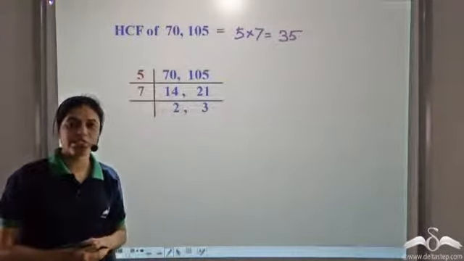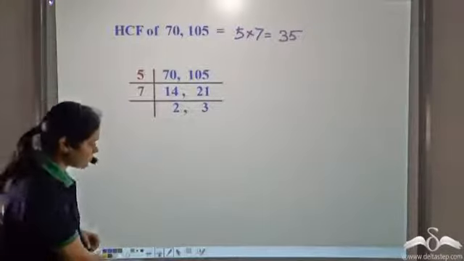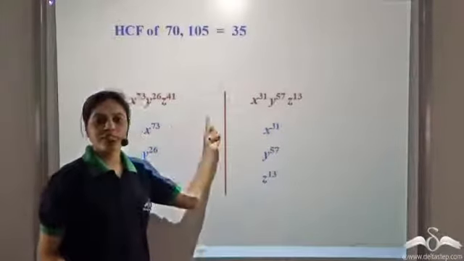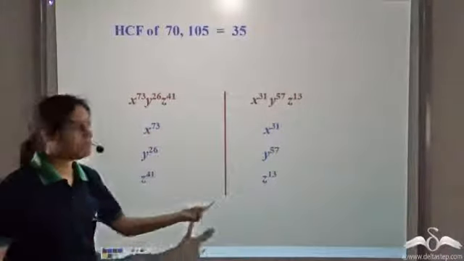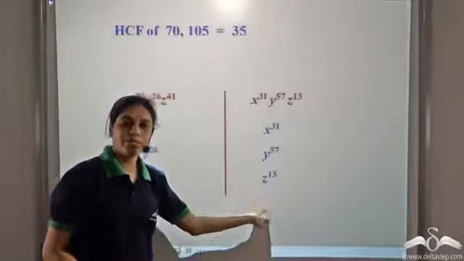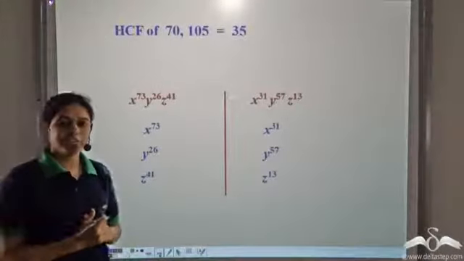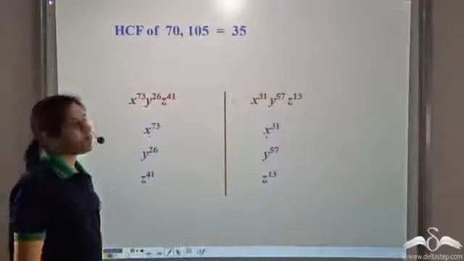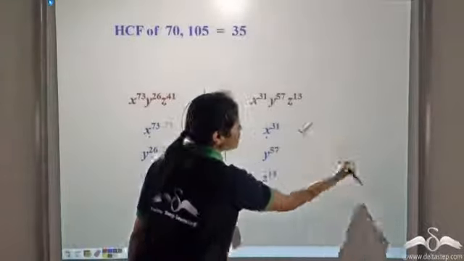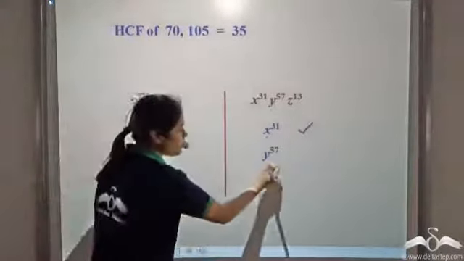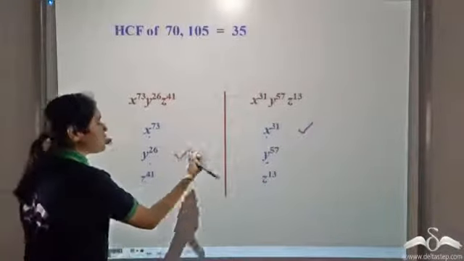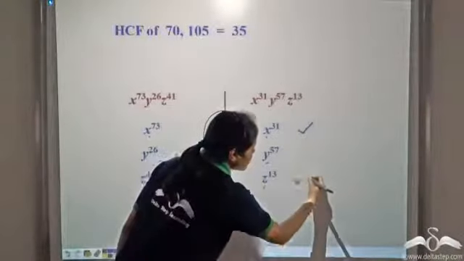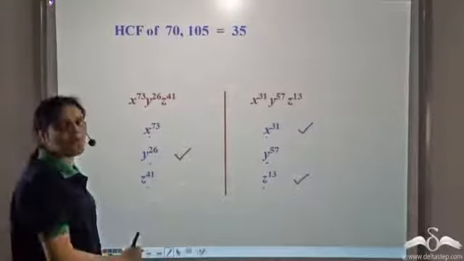Now what is the HCF of the algebraic part? These are the algebraic parts of both the terms. We have written each variable in a column. So consider each variable one by one. X appears in both. We take the lowest power of x, which is x to the power 31. Y appears in both, and y to the power 26 is the lower power. Z appears in both, and we take z to the power 13 because it is the lower power.